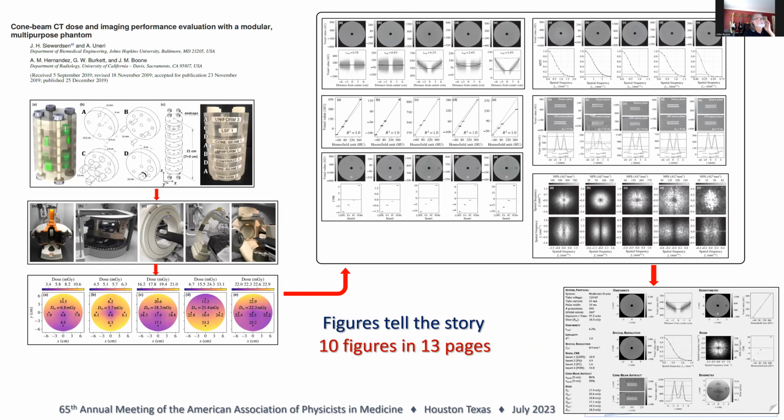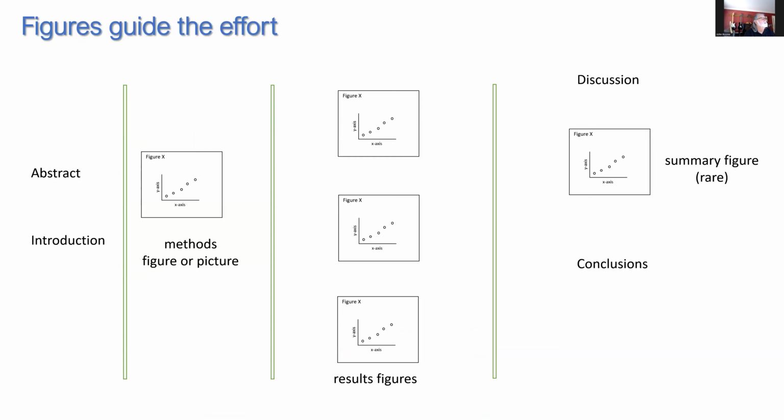Here's a more recent collaboration that I've been on, and so we show pictures of the phantom, of the imaging devices that the phantom was imaged on, some dose information, some raw data from the phantom images that are assessed, then the output, and you can see in this case we have 10 figures, very busy figures, and this required 13 pages for this paper. So I'm a believer that figures guide the effort.